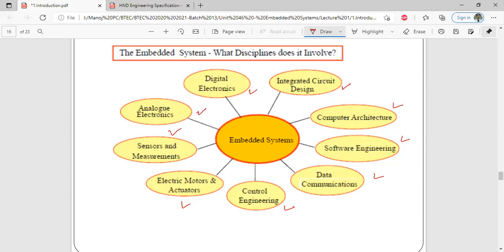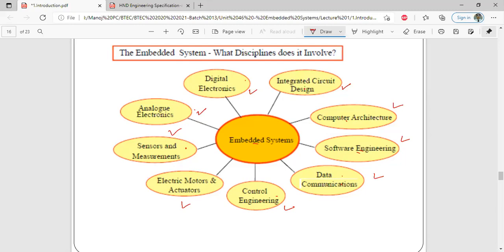So that's what this means, right? These are not the areas that we are using; actually these are the areas that we require in order to design an embedded system. Digital electronics, analog electronics, sensors and measurements, electric motors and actuators, control and data communication in order to address the network parts, computer architecture in order to write the code effectively, and IC design.